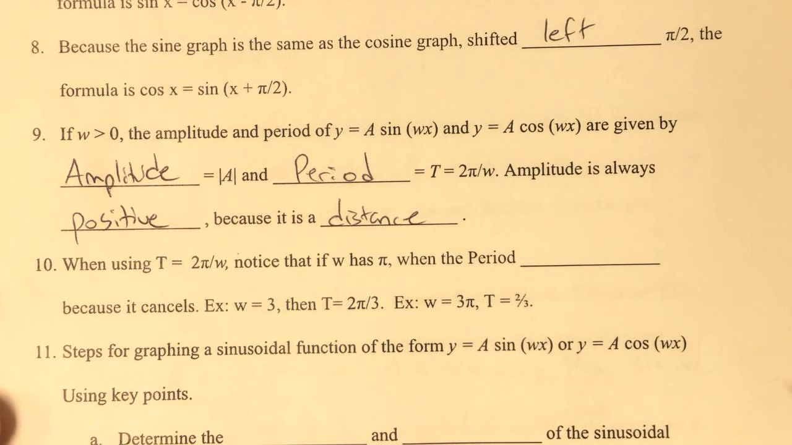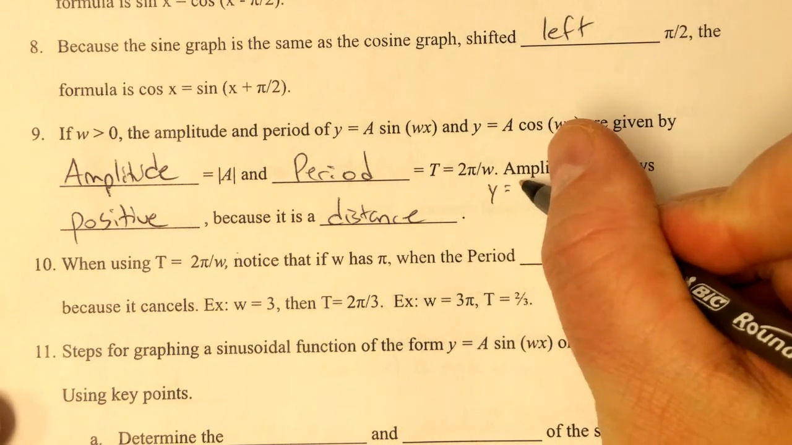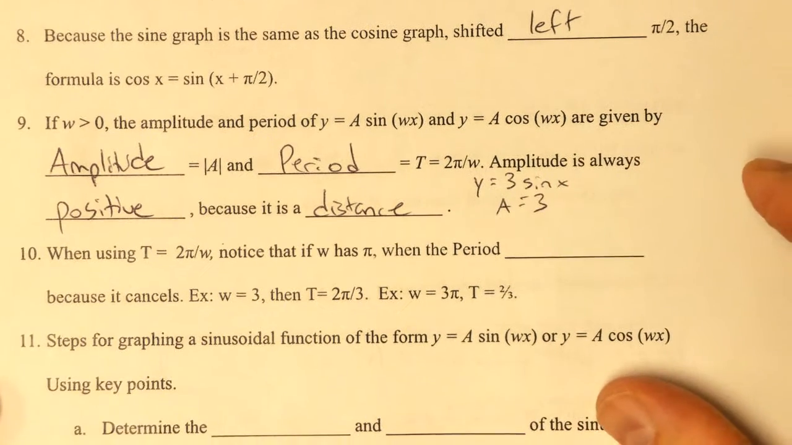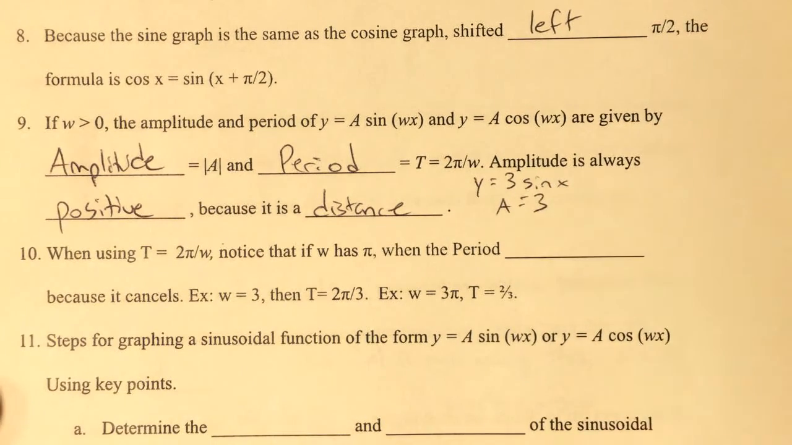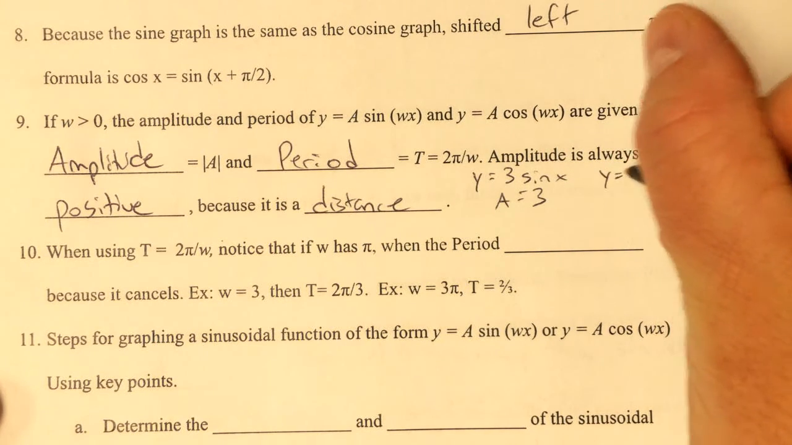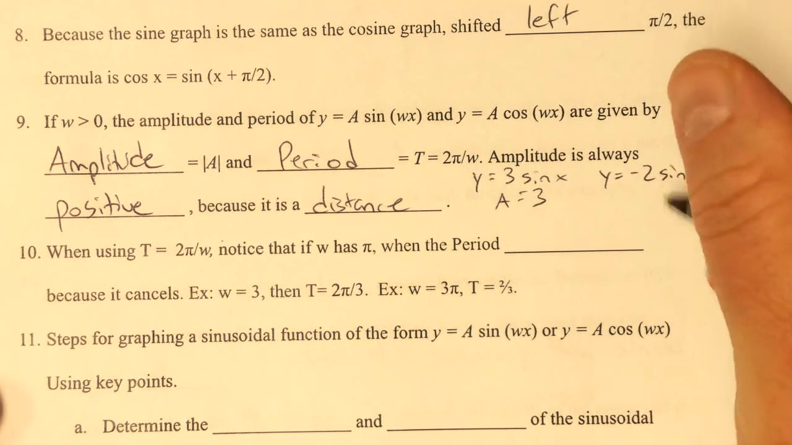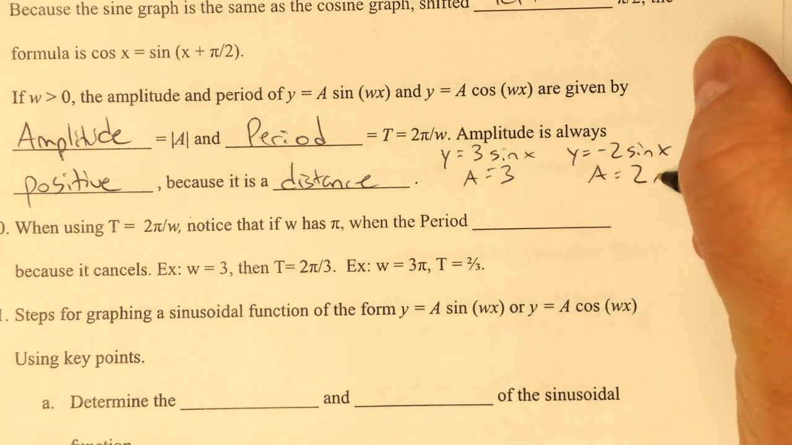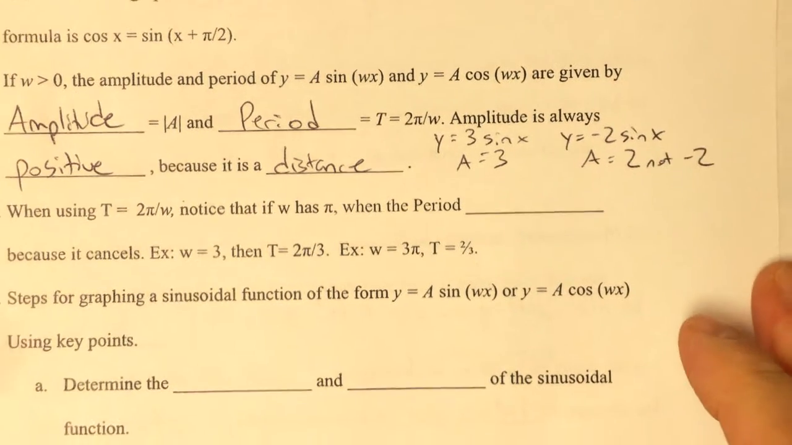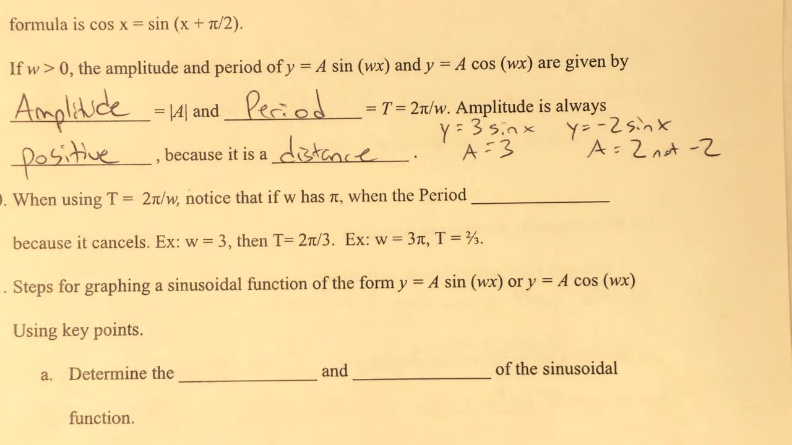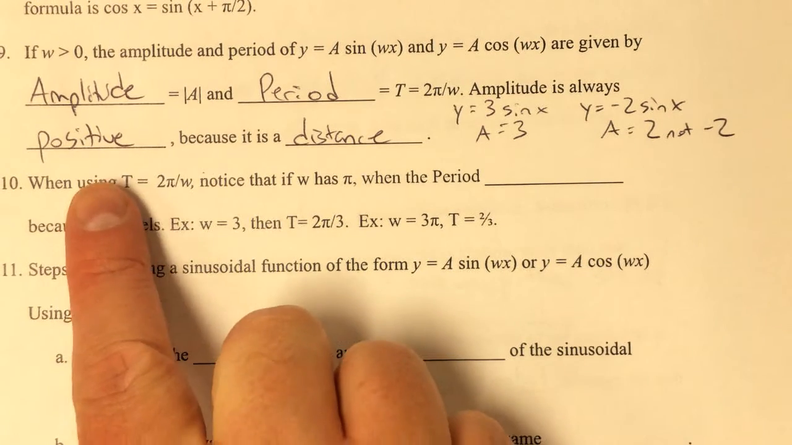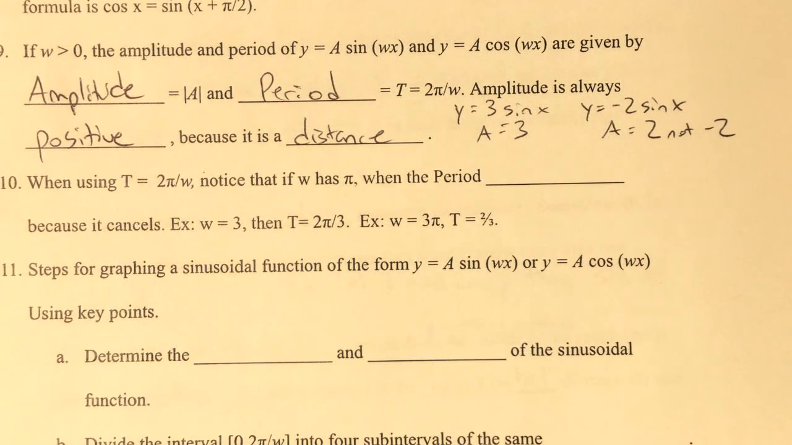So let's just give a quick example. If you have y equals 3 sine x, then the amplitude is 3. It's just the number in front. But if it's y equals negative 2 sine x, your amplitude would be positive 2, not negative 2. So amplitude is positive because it's a distance.